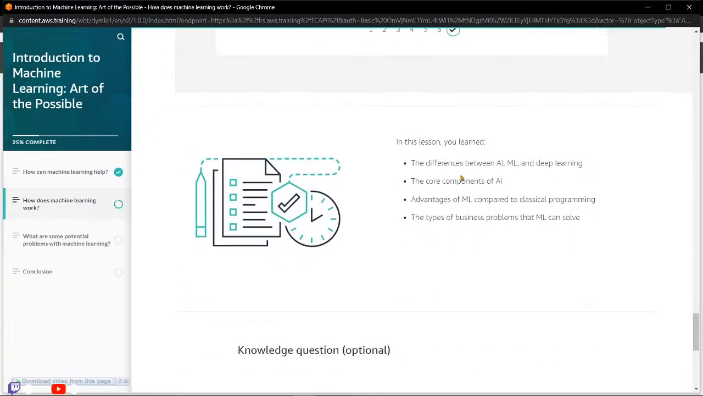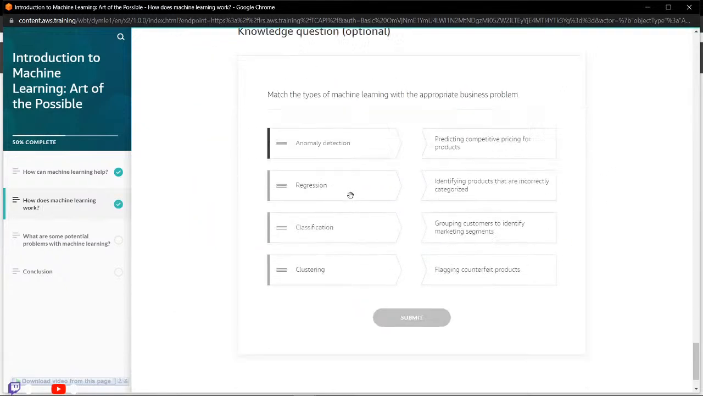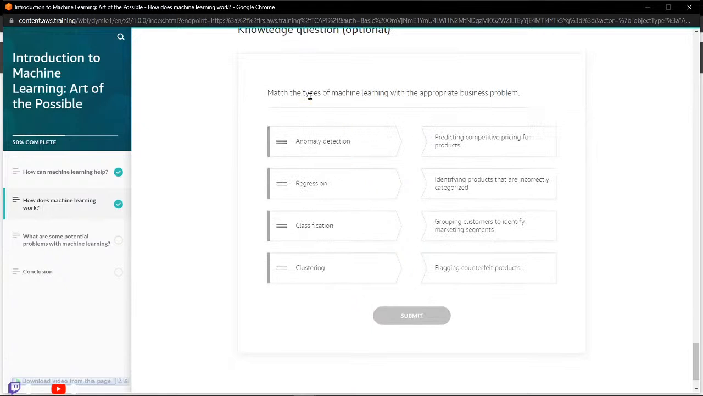So in this lesson, you will know the difference between AI, ML, and deep learning, the core components of AI, advantages of ML compared to classical programming, and the types of business problems that ML can solve. So the knowledge question: match the types of machine learning with the appropriate business problem.